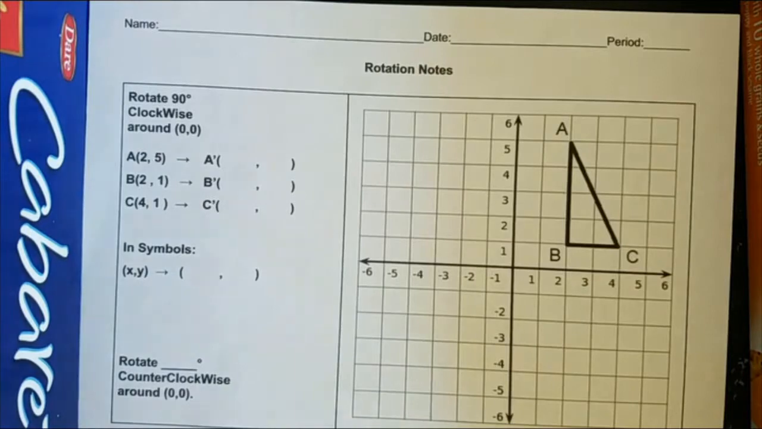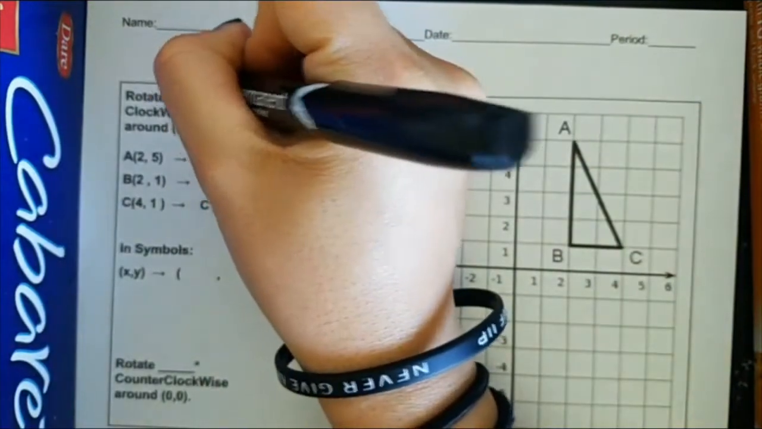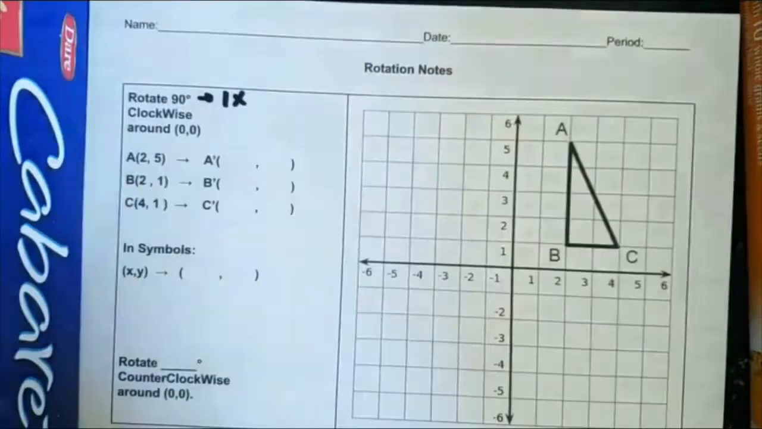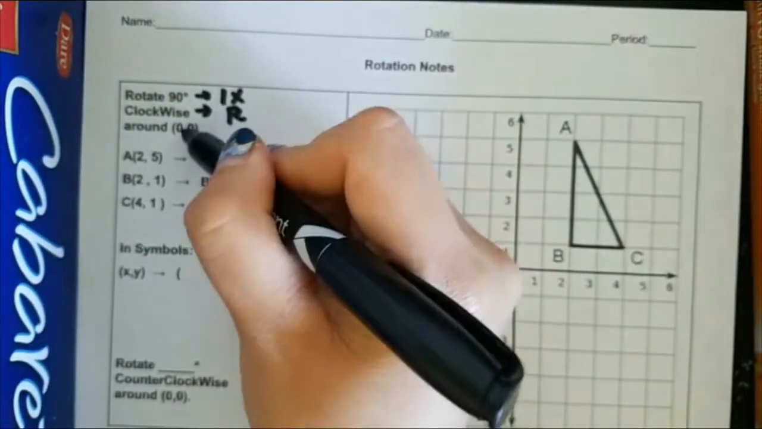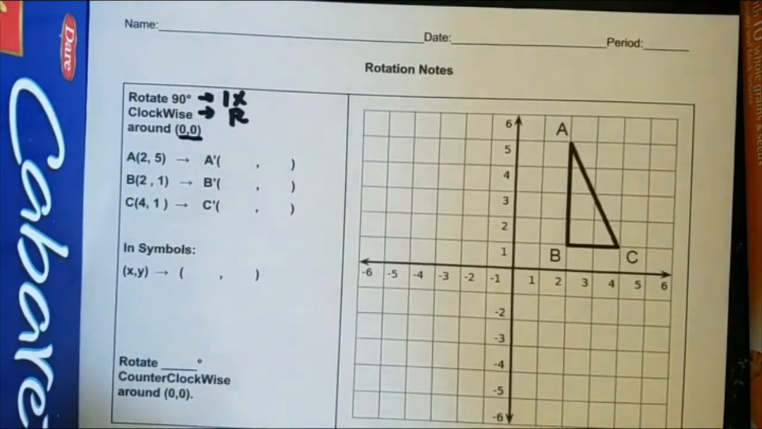Example: it wants us to rotate this triangle 90 degrees clockwise around 0, 0. So remember that 90 degrees means we're going to turn our paper one time, and clockwise means that we're going to turn our paper to the right. Here's our center of rotation, 0, 0.